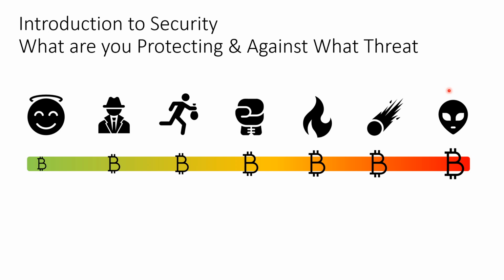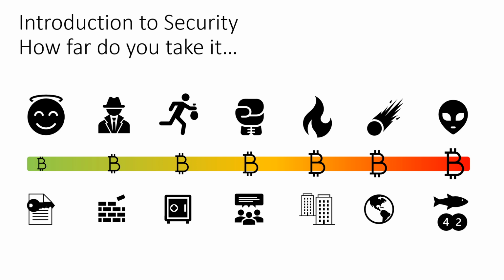I'm being pretty silly here, but what I'm trying to point out is that you can go crazy on security, but you've got to really weigh up what it is you're trying to protect against. Okay, so let's have a look at these in detail now and just see what kind of things we can do to protect against some of these threats on this spectrum. Okay, so let's have a bit of a look at some of these threats and what we can do.